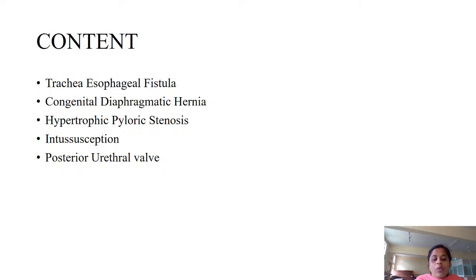or the understanding of why such a thing happens, what the problem is in each condition, and then what the presentation points are, what we should look for in a child or an infant, how they will present, and then the common investigations and the medical management, more so before the child is posted for surgery. I will not be going into the steps of surgery for any of these conditions.